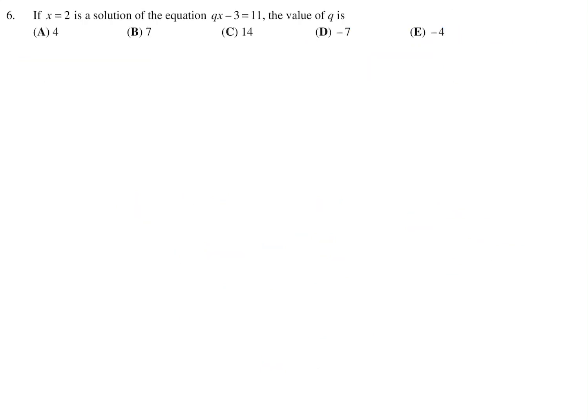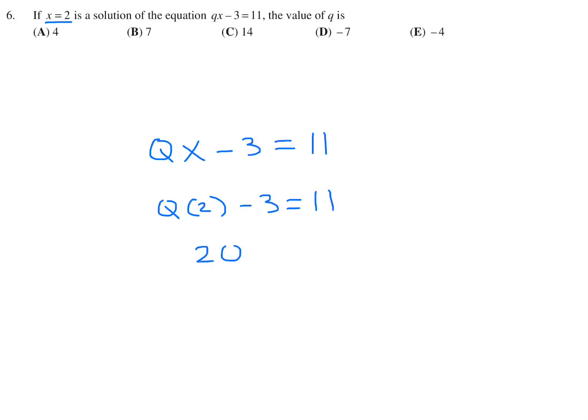If x is equal to 2 is the solution of this equation qx minus 3 is 11, the value of q is. So you have q times x minus 3 is equal to 11, and they've told you that x is equal to 2. So q times 2 minus 3 is equal to 11, and therefore 2q is going to be 11 plus 3. 2q is equal to 14, and therefore q is equal to 7. So the answer is B.